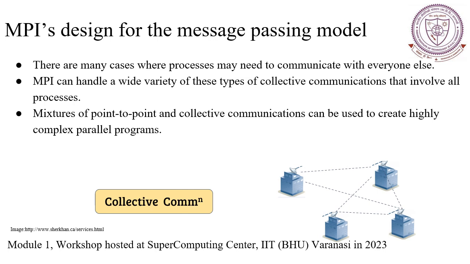Now, the first one is MPI_Barrier. It blocks until all processes in the communicator have reached the barrier. MPI_Bcast broadcasts a message from one process to all other processes in the communicator. Then comes MPI_Gather. It gathers the data from all processes in the communicator to one process. Then MPI_Scatter. It scatters the data from one process to all other processes in the communicator. Then comes MPI_Reduce. It reduces the data from all processes in the communicator to a single value.